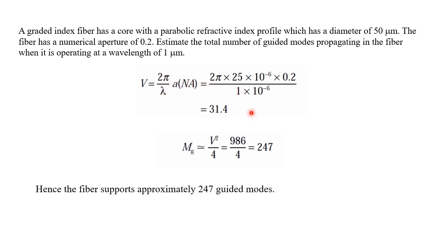So all the values are given. It becomes 31.4, and the number of modes may be of the order of V squared by 4. Under this condition, it is V squared by 4, so it is nearly 247. So the fiber supports 247 guided modes. The fewer the modes supported by the fiber, the greater will be the speed or bit rate.